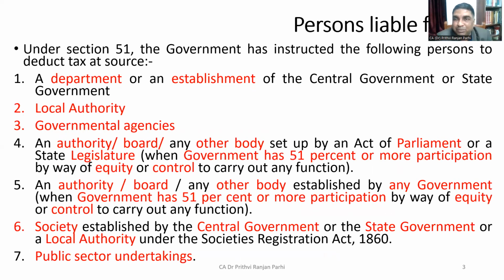And now let us first of all learn who are the persons liable for tax deduction at source. First of all, please appreciate that not every registered dealer is required to deduct tax at source. Only these are the 7 categories of persons who are notified. So taking into consideration the provisions of section 51 of CGST Act as well as the notification, the 7 categories of persons are responsible for tax deduction at source. Let me read it for you. First of all, a department or an establishment of central government or state government.